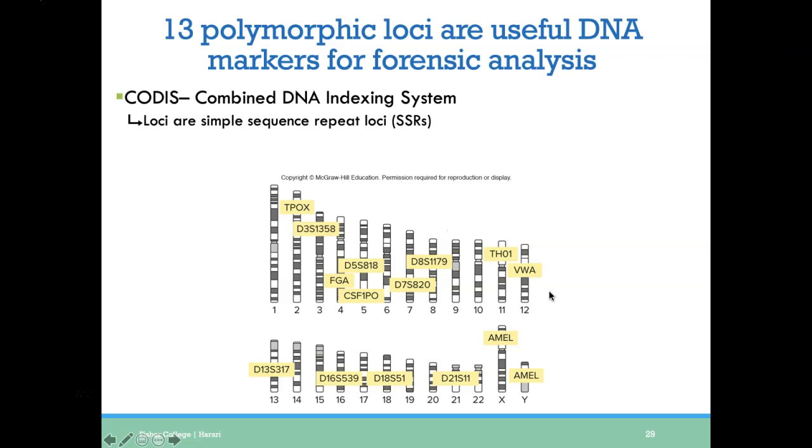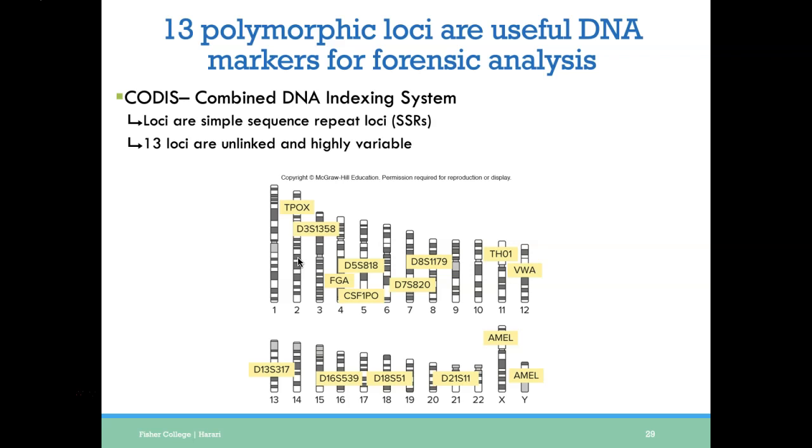And we have to make sure that the 13 locus genotype matches the suspect with the crime scene. All of these are SSRs, meaning they're simple sequence repeats. If you remember, an SSR is 1 to 10 base pairs long, and they repeat a number of times. So each of these loci, so TPOX on chromosome 2, everyone has a different number of TPOX repeats over and over again. So these are all SSRs, and they're unlinked. They're very variable between two individuals.